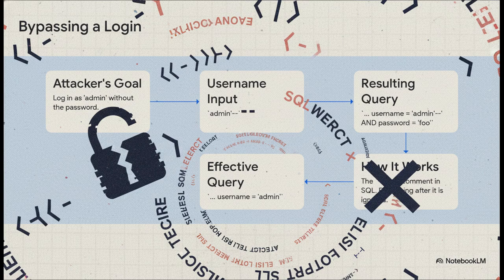Then they add a double hyphen. In SQL, that means ignore everything else on this line. So the database processes the part that checks for the username admin and then completely ignores the part that was supposed to check the password. The password check has been literally commented out of existence.